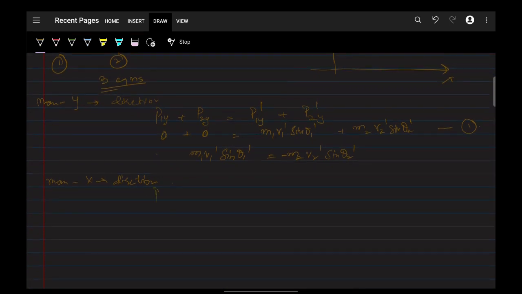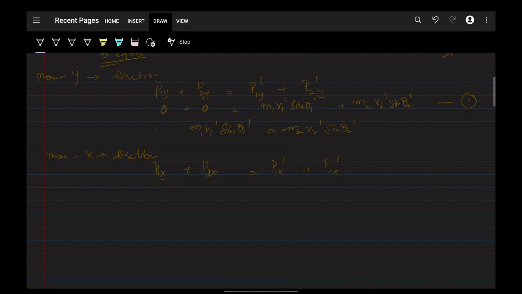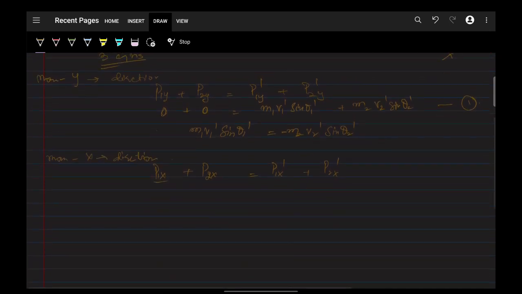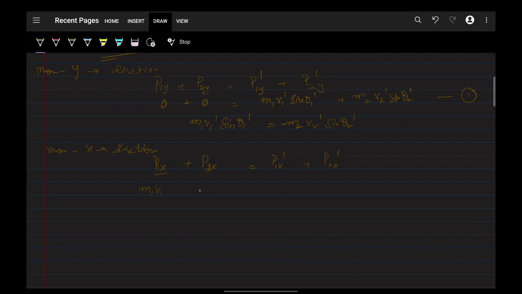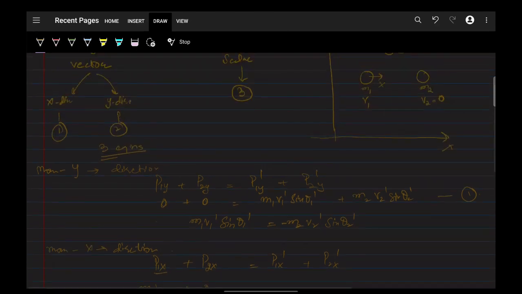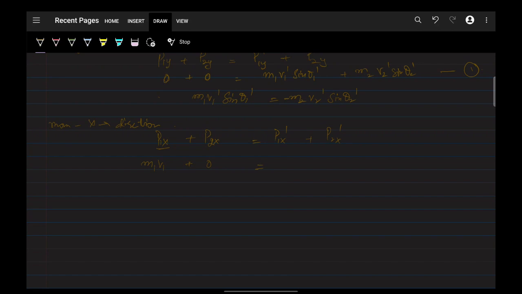Okay, now conserving the momentum in the x direction. So p1, momentum in the x direction before the collision, and likewise particle 1 and particle 2 in the x direction after the collision. Particle 1 is moving in the x direction with velocity v1, so it will be m1 v1, and for particle 2 it's 0, it's at rest. After the collision, it will be m1 v1 dash cos of theta 1 dash plus m2 v2 dash cos of theta 2 dash. This is the second equation.